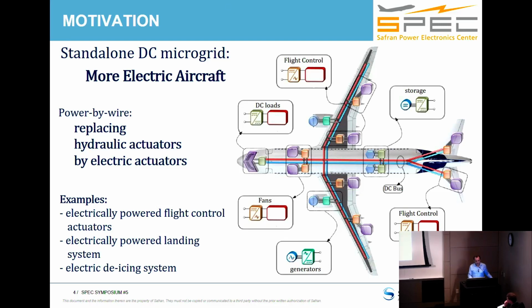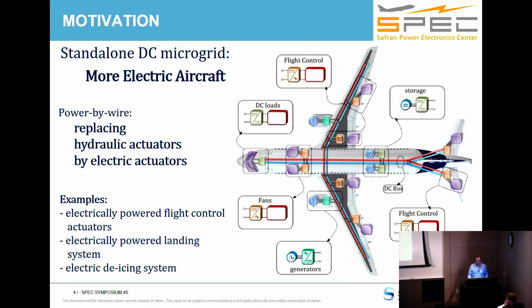Just a slide on a more electric aircraft. We have different actuators in the system. You have at least 2 distributed microgrids in the system because of reliability issues. You might have even more, depending on the aircraft type. And the topic is power by wire. Replacing hydraulic actuators by electric actuators is the first step. Then pneumatic actuators will be removed also, and so on.